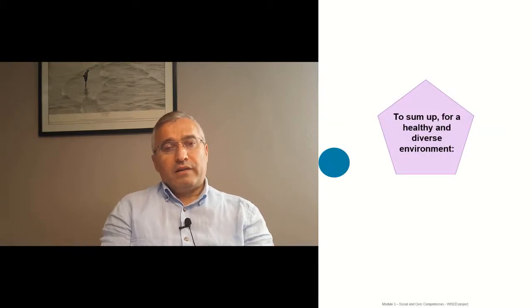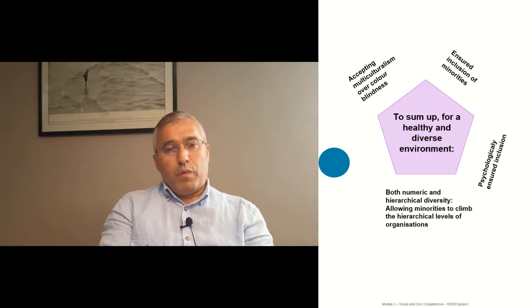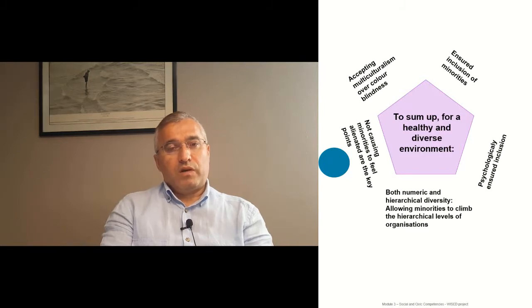To sum up, for a healthy and diverse environment, the key points are accepting multiculturalism over color blindness, ensuring inclusion of minorities, psychologically ensured inclusion, both numeric and hierarchical diversity, allowing minorities to climb the hierarchical levels of the organization, and not causing minorities to feel alienated. These are very important for understanding ethnic minorities and helping them to live in a peaceful working environment in the organization.